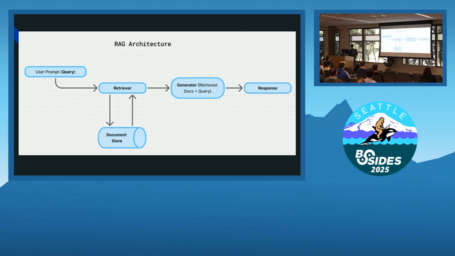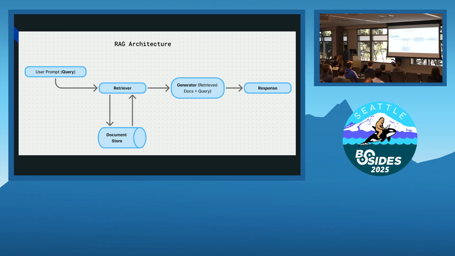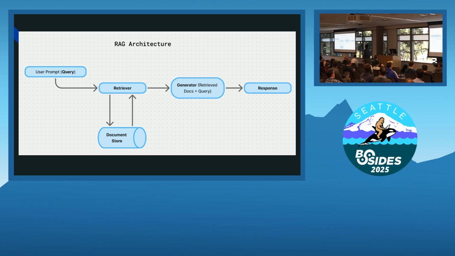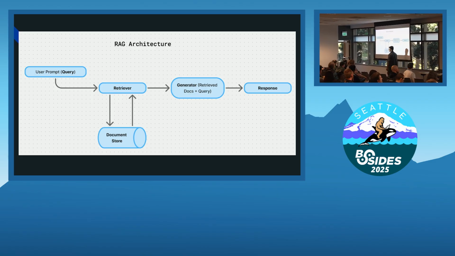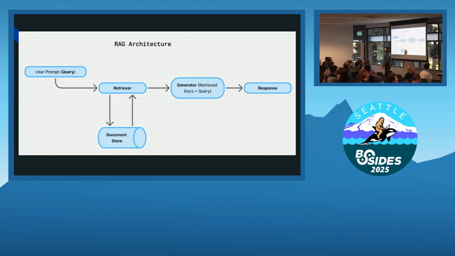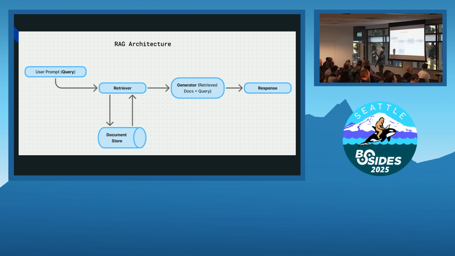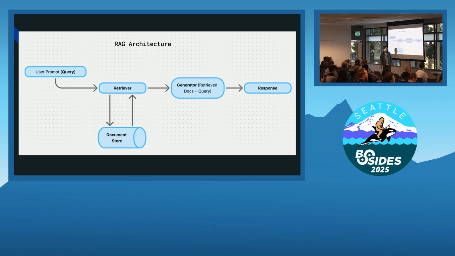So can someone tell me where this RAG pipeline can be attacked? Does anyone have any opinion about that? Yes? The document store. Yeah. And poison that with all sorts of injections, etc. Yeah. So the document store is covered. And yes? The query itself can be used to gain information. Yeah. So the prompt. And any other guesses?